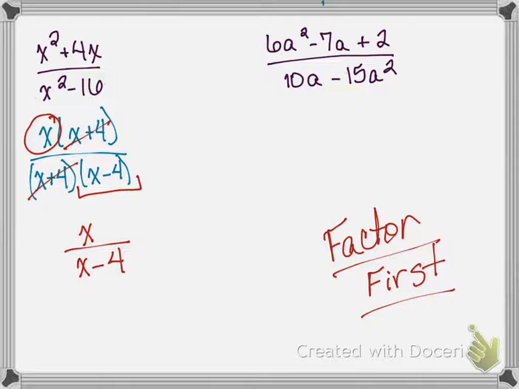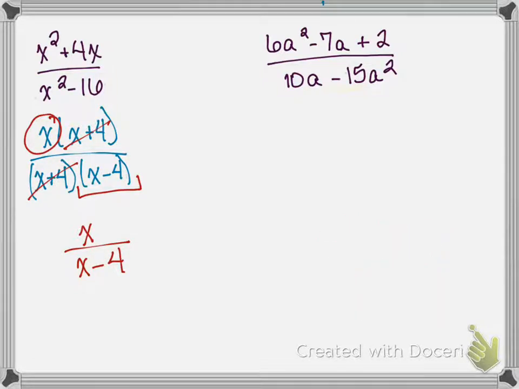Okay? Now, I'm going to give you about a minute to factor these two. I want you to factor 6a squared minus 7a plus 2. And then I want you to factor 10a minus 15a squared. Okay? So you are factoring both of those right now.